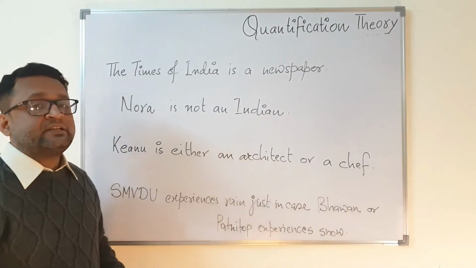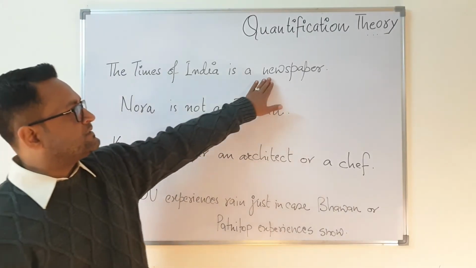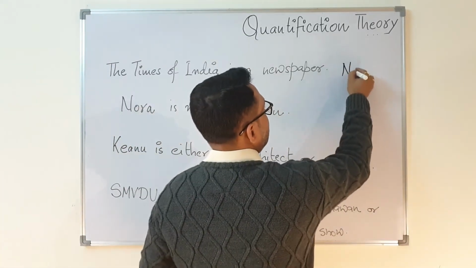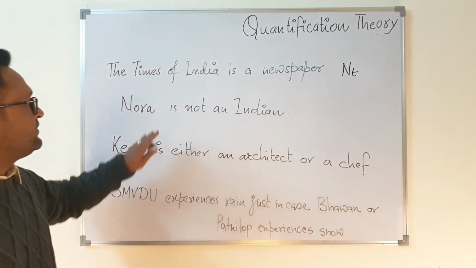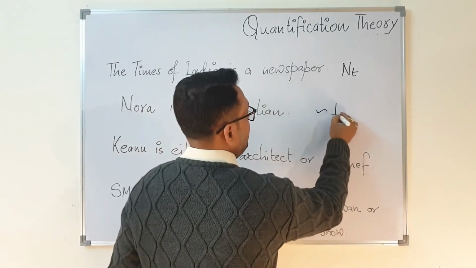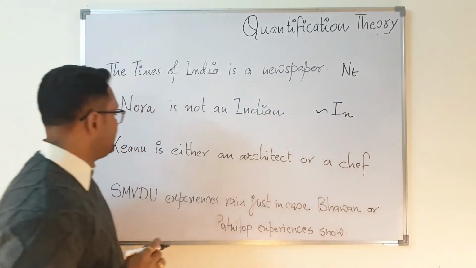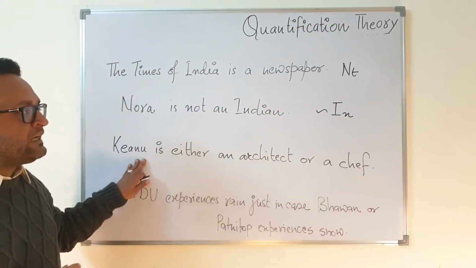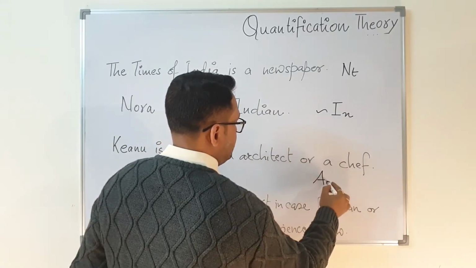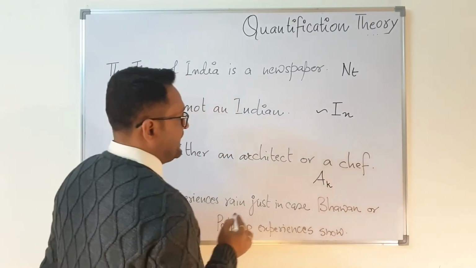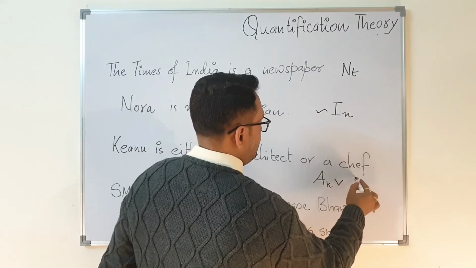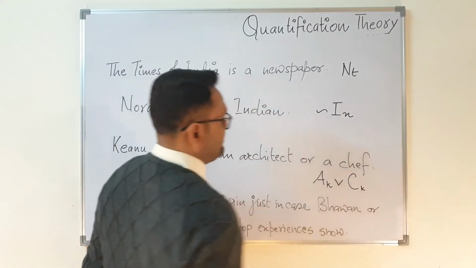The Times of India is a newspaper. Now, as you can see, this is the predicate and this is the subject. So our simple symbolization will be NT, right? Now, if we have to symbolize 'Nora is not an Indian', it will be the negation of IN. If we have to symbolize 'Keanu is either an architect or a chef', we will say Keanu is an architect, or, where 'or' is the wedge, Keanu is a chef, right?